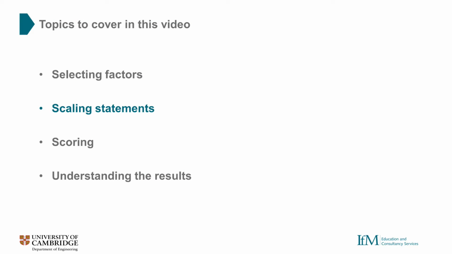Once you have selected your factors, the next thing to look at is scaling statements. We're going to score the factors for each project from 0 to 8. But in order to do this effectively, we need to understand what each score might mean in practice. This is where scaling statements come in.